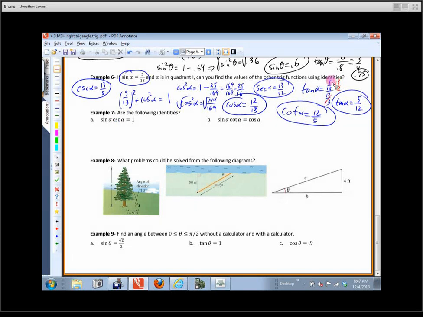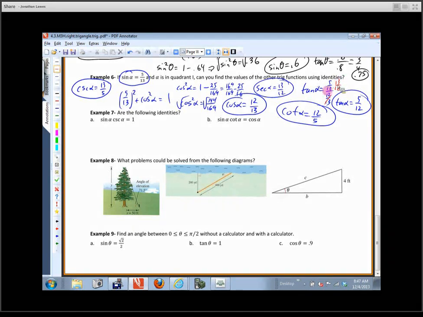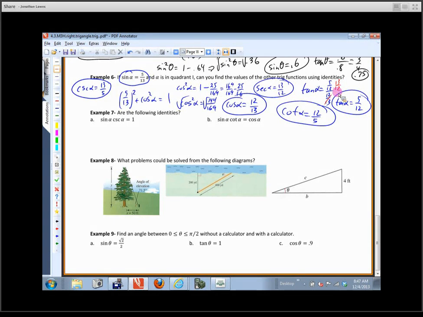Because we took the 5/13 over 12/13. I flipped the denominator over. This is a complex fraction. So the 13's canceled, so that leaves a 5 on the top and a 12 on the bottom. Good question. Anything else?